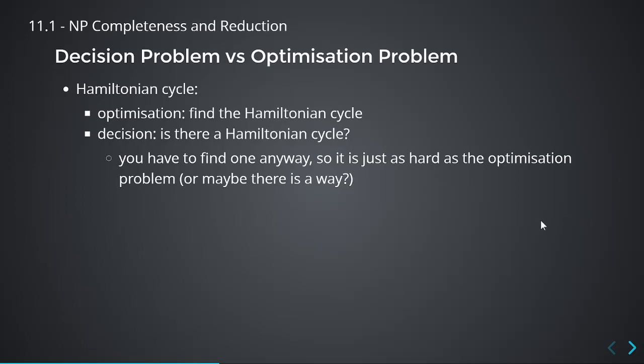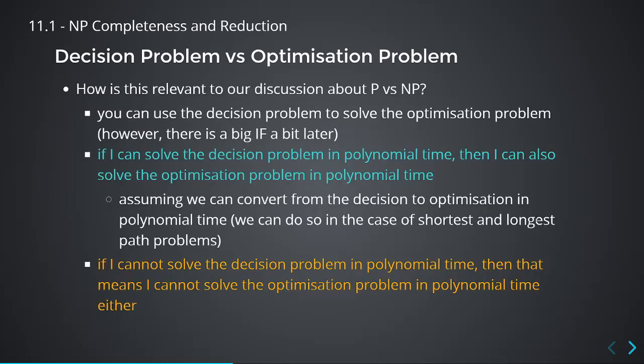How is this relevant to the P versus NP problem? Well, if you have an NP problem, you can use your solution to the decision version of the problem to work out the solution to the optimization version. Okay, there's a big if that we're going to discuss later. But for now, remember that we want to know if we can solve the NP problems in polynomial time. So if I can solve the decision problem in polynomial time, I can convert that into an optimization problem, also in polynomial time, in the way that you've seen earlier. So that means I can solve the optimization version in polynomial time.